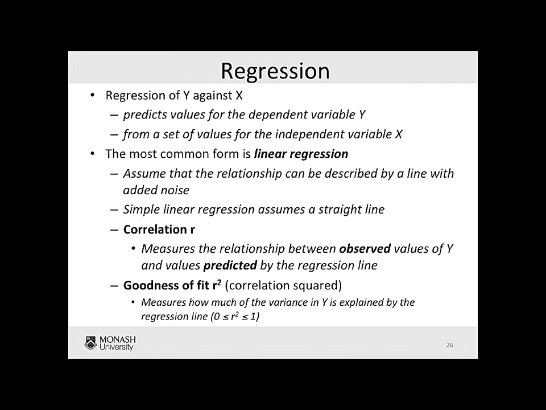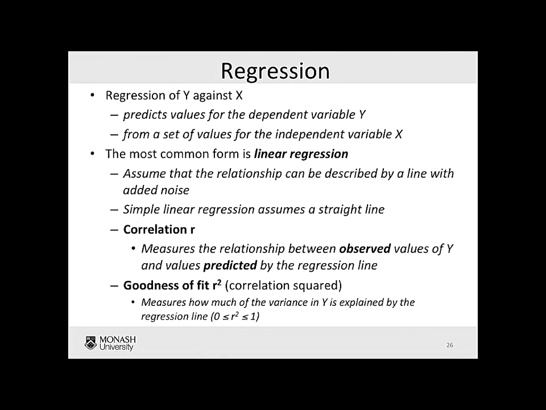So regression of y on x, though I usually set it the other way around, looks to predict values for the dependent variable from a set of independent variables. So if you want to predict something over time, one variable is the set and the other variable is the one that's fluctuating. The most common form is linear regression, and it's also probably the most basic, so usually called basic linear regression.